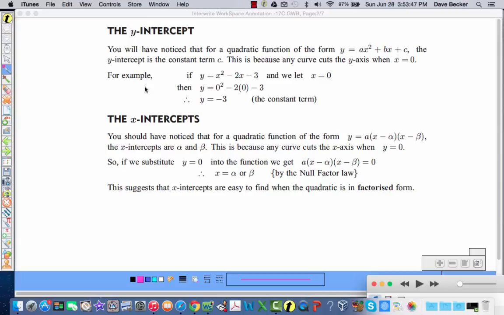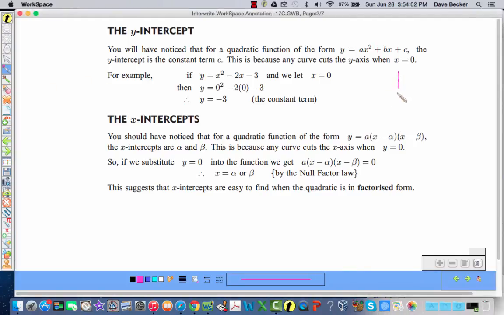The y-intercept, if we are in the form ax squared plus bx plus c, is always going to be c. Why is that? Well, the y-intercept is on the y-axis, so any coordinate on here has the ordered pair (0, whatever the y-coordinate is). So within the function, if we let x equal 0, the x terms go away, and all we are left with is the constant. For example, here the y-intercept is -3.